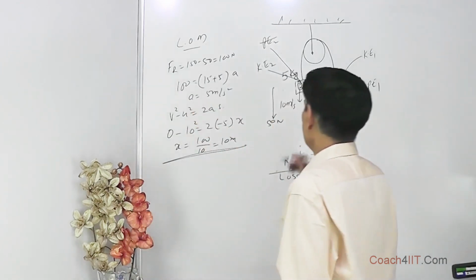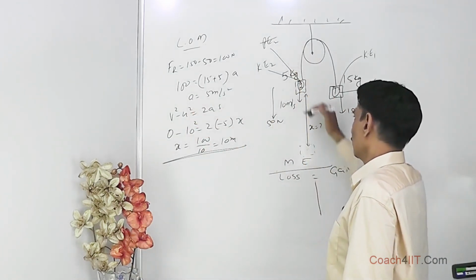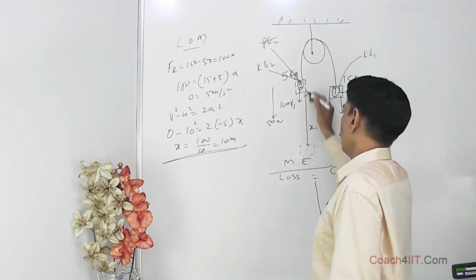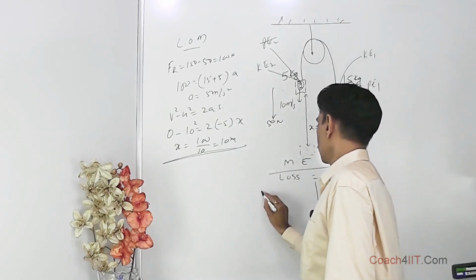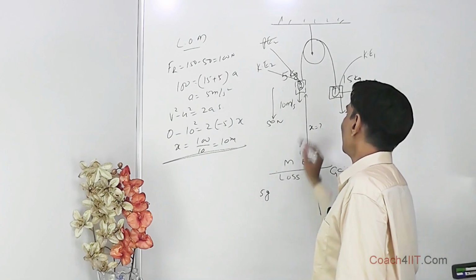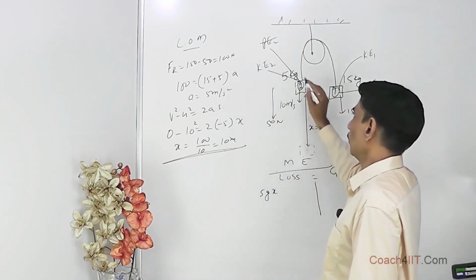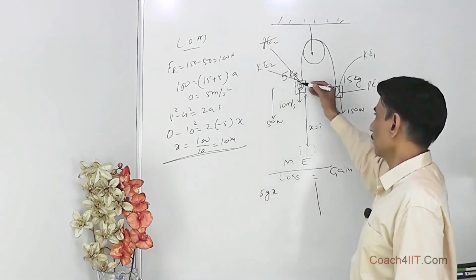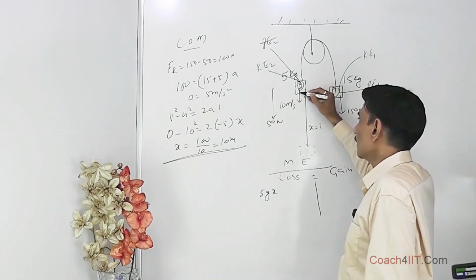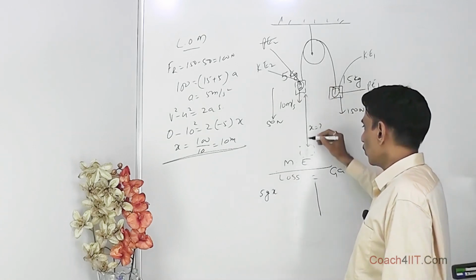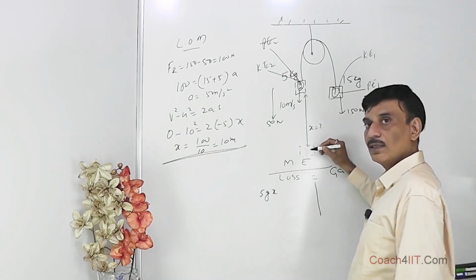So over here, P2, when it goes from here to here, H has been lost. So potential energy is lost. How much? 5 G H is what? X. Potential work done. Now comes kinetic energy. Over here we say the velocity is 10 meter per second. When it comes over here, then the velocity is 0.